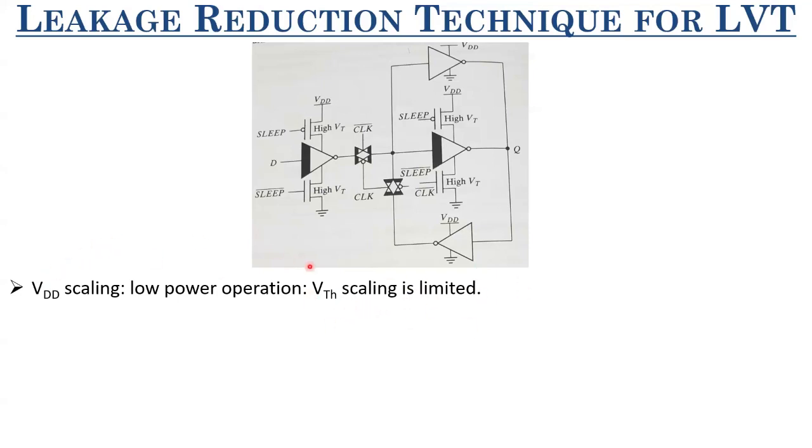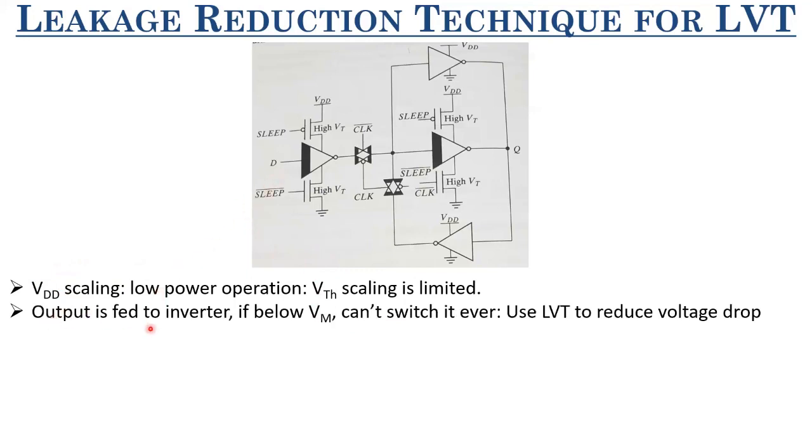Actually, VDD minus VTH determines your on current. VDD is reducing, VTH is constant, so your on current will reduce. Also, if VDD is very low, or let's say if VTH is high, then what happens? Whatever is passed is actually VDD minus VTH in pass transistor based implementation. And if that is below VM of that inverter, you cannot switch it ever, right? So if the output is fed to an inverter and VDD minus VTH is smaller than VM, you cannot switch it.